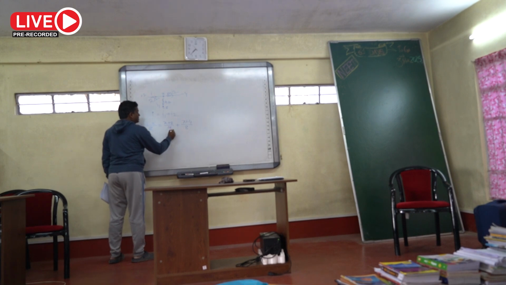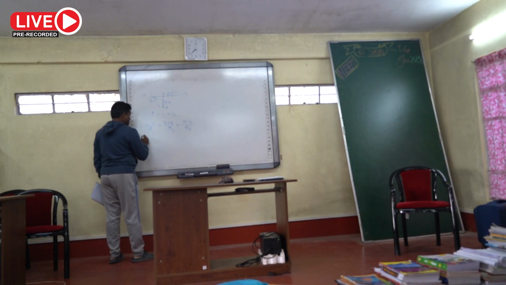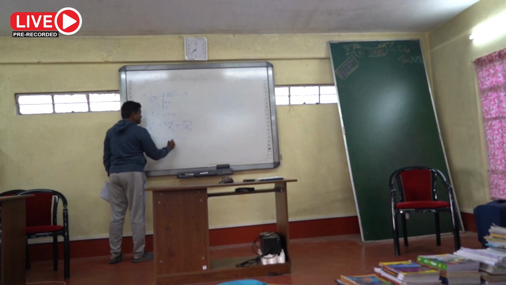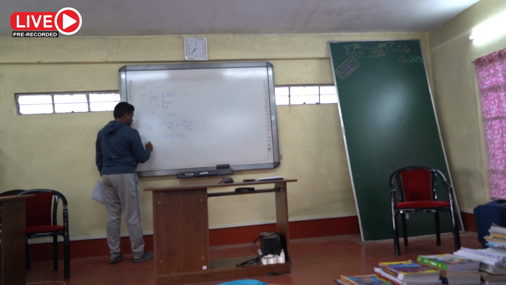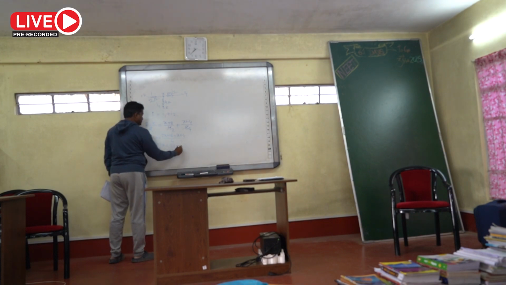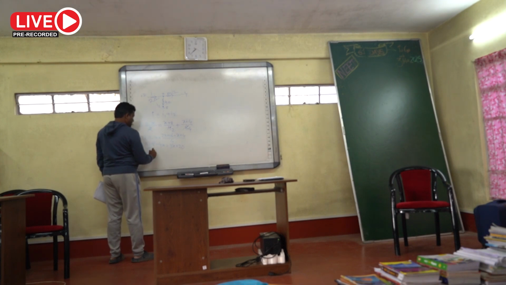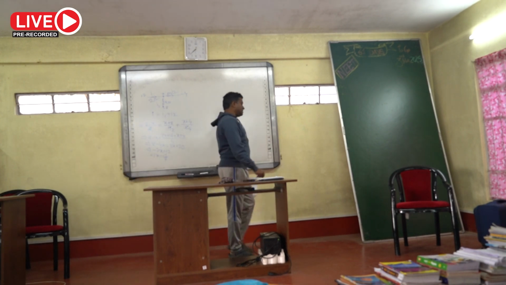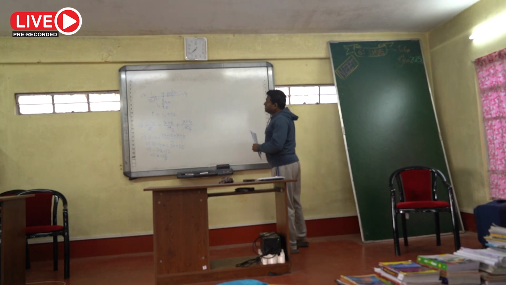Cancel 2 from all the terms, 4, then it will be 2 minus X equal to, this is 4, 2X plus 16 plus X plus 4. So it will be 8 minus 4X equal to 3X plus 20. So it will be minus 7X equal to 12. So X equal to minus 12 by 7. X equal to minus 12 by 7 volt. Okay.